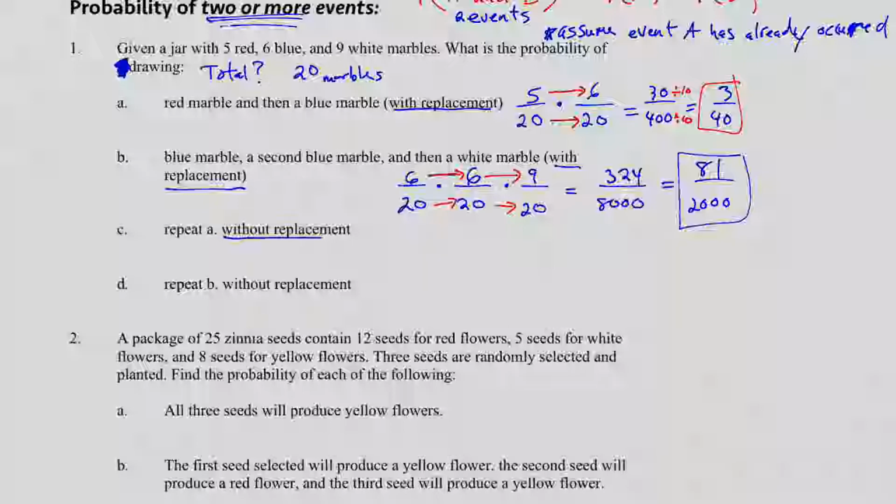So without replacement, let's go back to A. We're going to pick a red marble. That's the same. And then when we pick that blue marble, we still have 6 blue marbles because we didn't grab a blue marble, we grabbed the red one. But how many total are in there now? 19. So you see how slightly different, but that's definitely going to change your fraction. Okay.